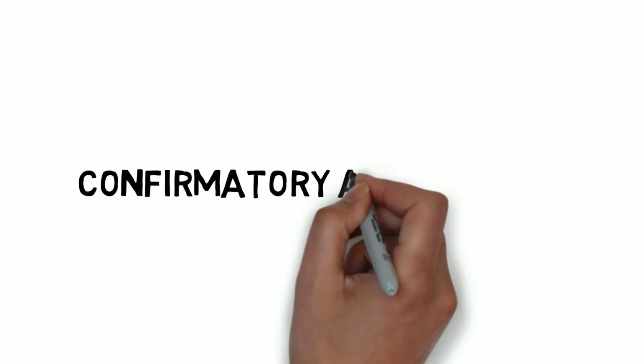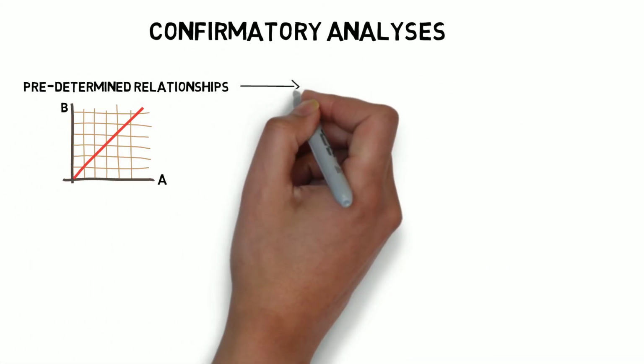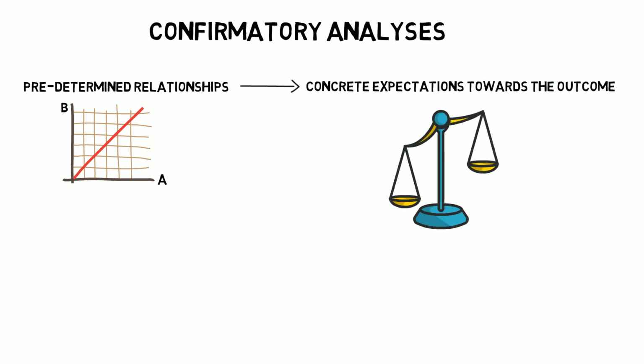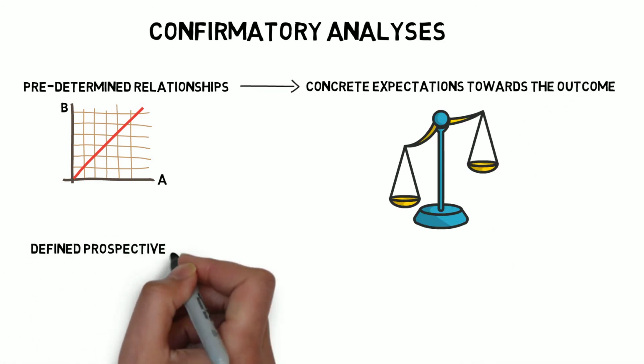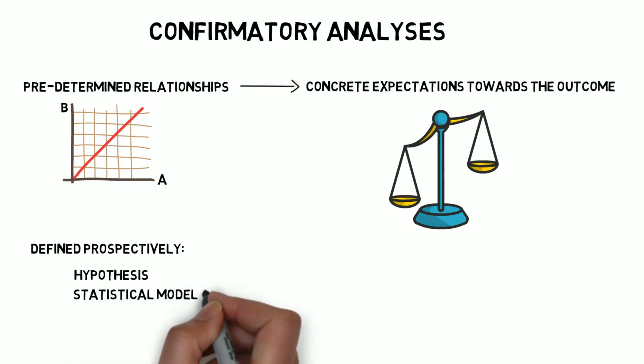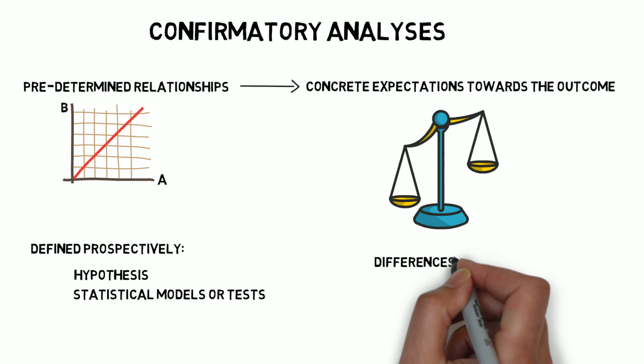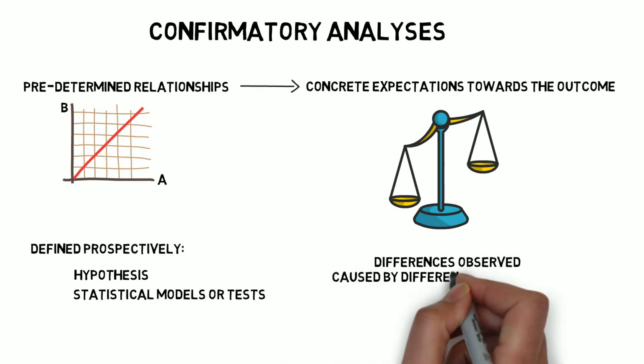Confirmatory analysis, on the other hand, evaluates predetermined relationships with concrete expectations towards the outcome. Hypotheses have to be defined prospectively at the start of the trial and are statistically tested based on predefined models or tests. This gives us the chance to also be able to state that the differences observed are caused by a difference in treatment.